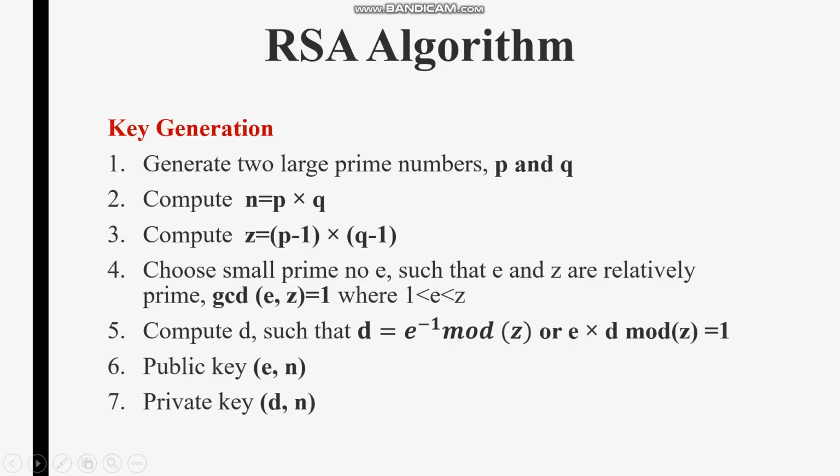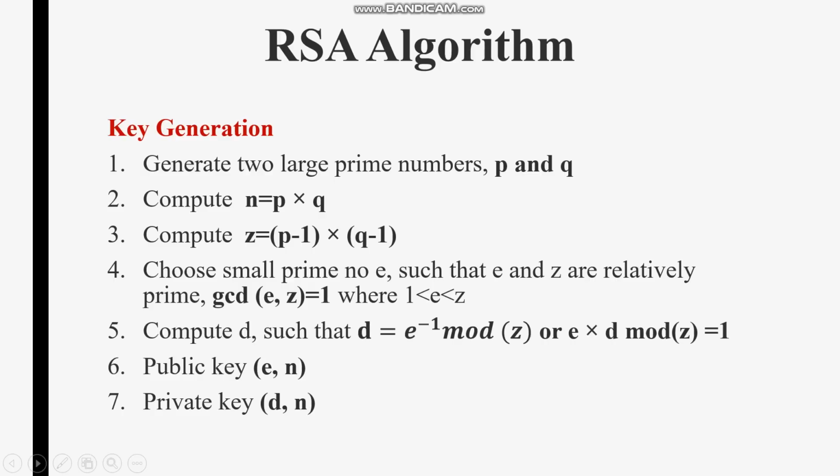So how do you compute E? You have to choose a small prime number in the range between 1 and z in such a way that E and z are relatively prime, that means the GCD of E and z is equal to 1. And how do you compute D? D is equal to E inverse mod z, or this can also be written as E into D mod z is equal to 1. So N and E form the public key, and D and N form the private key. N is common.